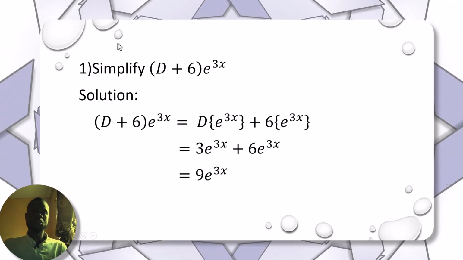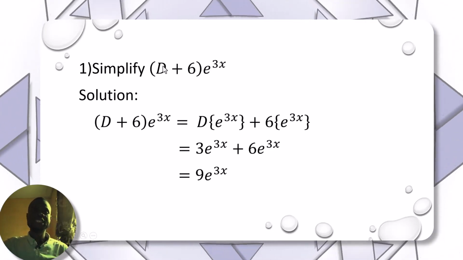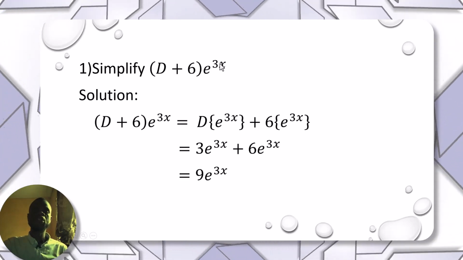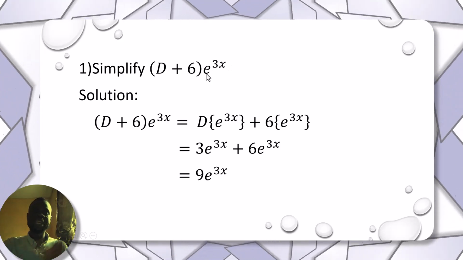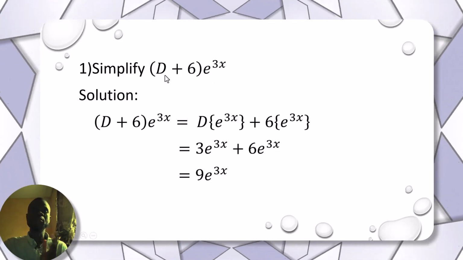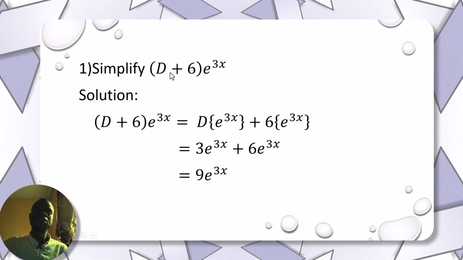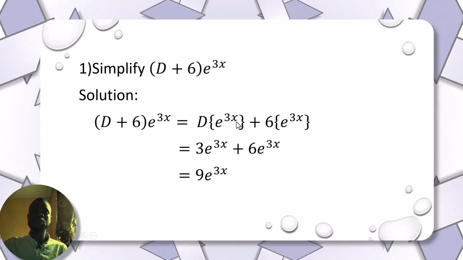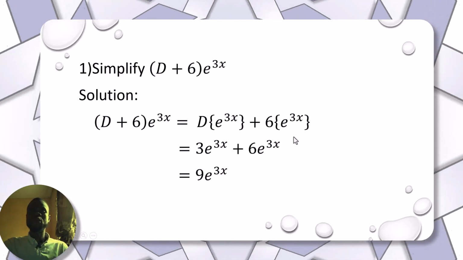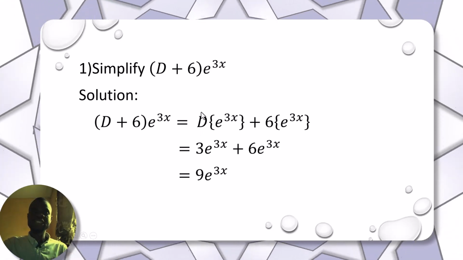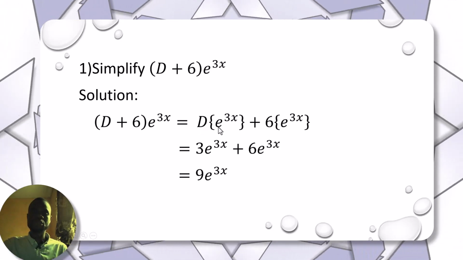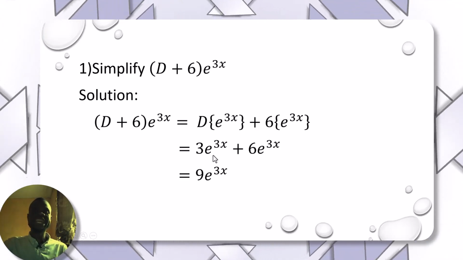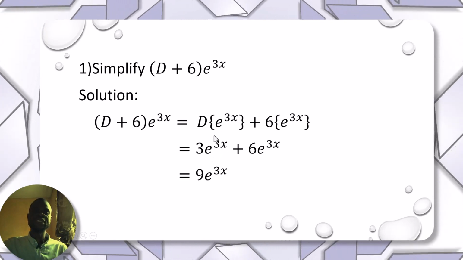Then I will simplify this also. Now for this I have d plus 6 in brackets, then e to the power of 3x. What you do is open this bracket just like the way you solve algebraic equations, so that it multiplies everything here. So I should have d multiplied by e to the power of 3x plus 6 multiplying e to the power of 3x. Looking at this, d is differentiating this, so I should differentiate this. Differentiating e to the power of 3x will give me e to the power of 3x, then I differentiate 3x, so I will have this.